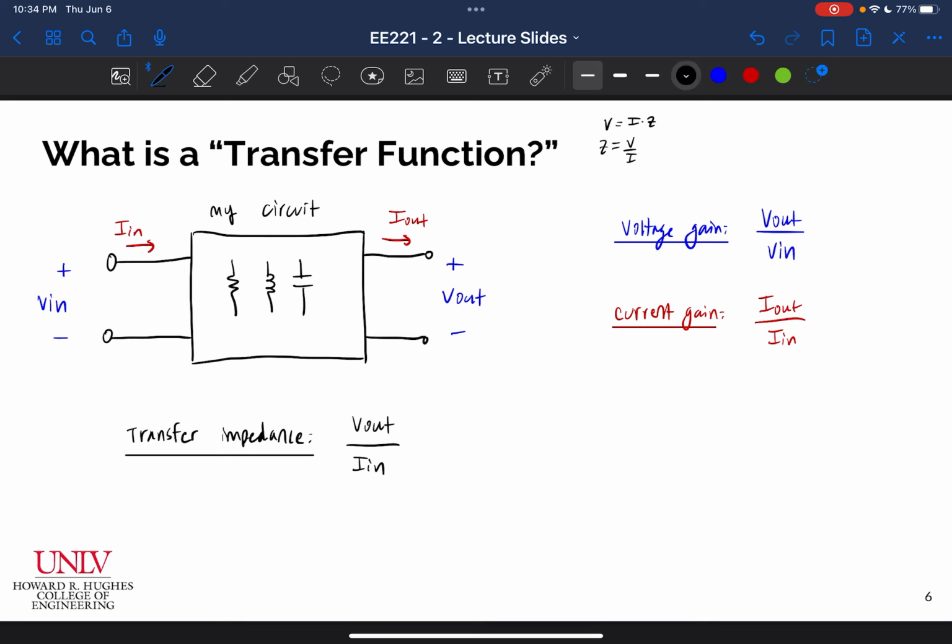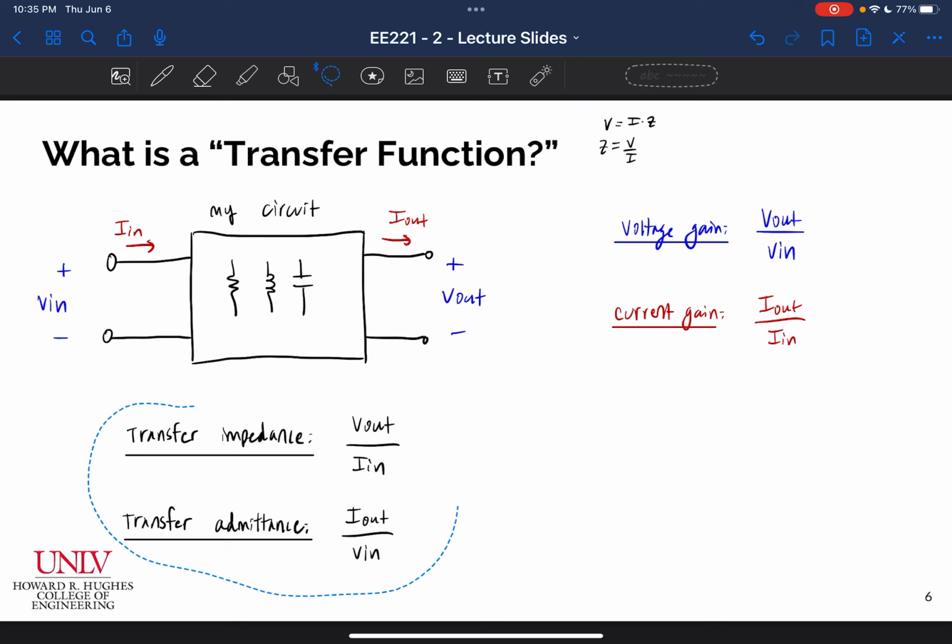Okay, and so then the last one is the final case which we can have, which would be the transfer admittance. Impedance and admittance are basically inverses of one another. And so this would be if we were interested in the ratio of the output current to the input voltage. Okay, so those are our four types of transfer functions.